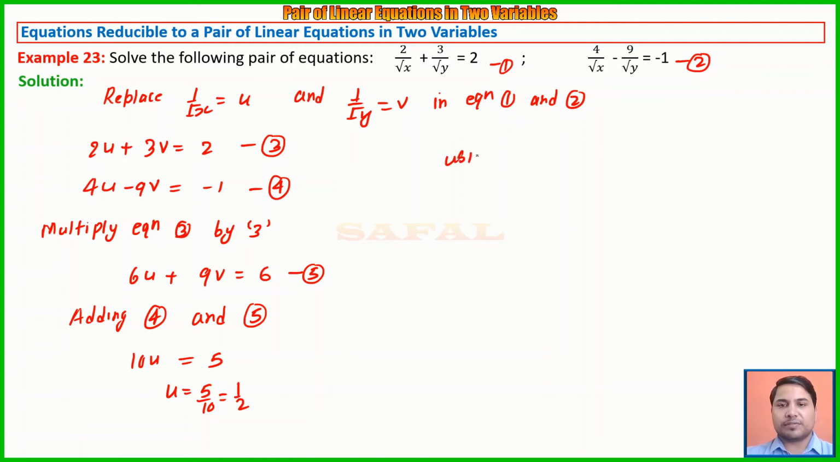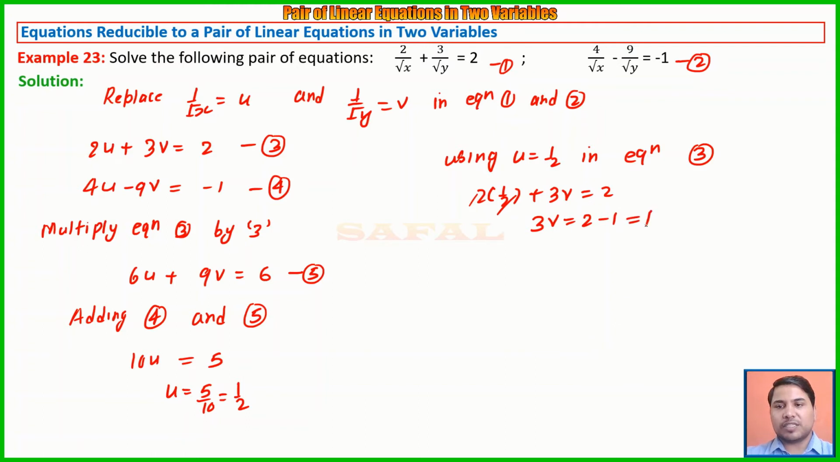So using u equals 1 by 2 in equation 3. So 2 times 1 by 2 plus 3v equals 2. So this 2 and this 2 will get cancelled. So 3v equals 2 minus 1, which is basically 1. So v I'll get as 1 by 3.